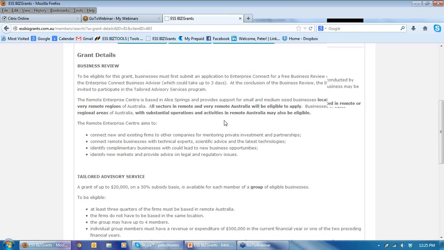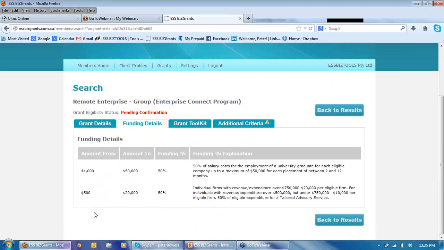You can have a look at the funding details. A number of businesses can come together to go into a group. Theoretically, they can each obtain $20,000 on a 50% basis. If their turnover is between $750,000 and $1 million, their grant is $20,000. But if their turnover's $500,000 up to $750,000, then the grant that's available to them individually is $10,000.